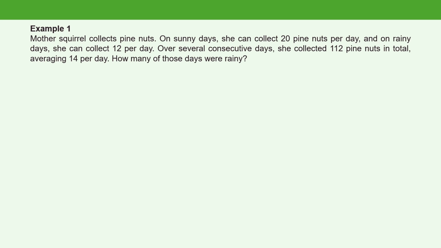Example 1, Mother Squirrel collects pine nuts. On sunny days, she can collect 20 pine nuts per day, and on rainy days, she can collect 12 per day. Over several consecutive days, she collected 112 pine nuts in total, averaging 14 per day. How many of those days were rainy?